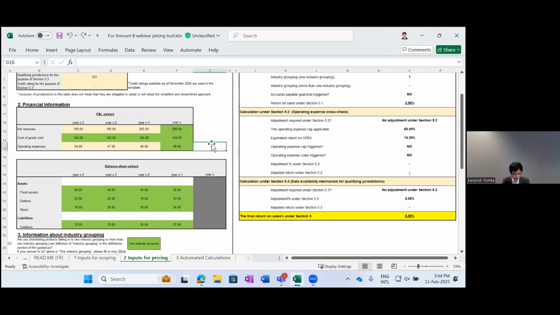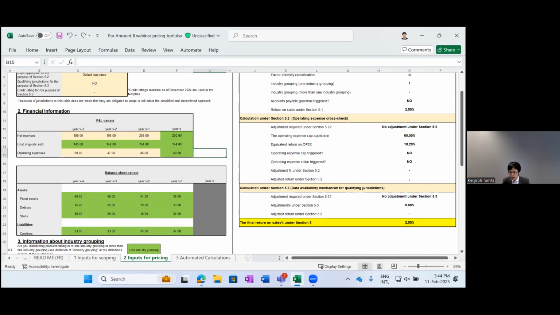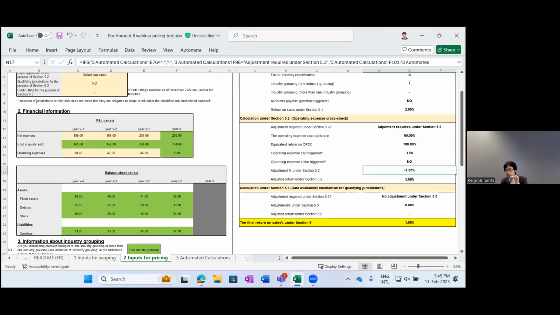So as you will see with the current information, the OPEX cross-check is not triggered, no adjustment required under this section. But let's suppose you have a very low level of OPEX of 5 in year X, then the OPEX level, called the equivalent return on OPEX in Amount B jargon, is above the cap rate of 60%. If that happens, a downward adjustment should be made. In this example, a downward adjustment of 1% is made to the return derived from the pricing matrix. So after subtracting 1%, 1.5% is the final amount of return in this example.